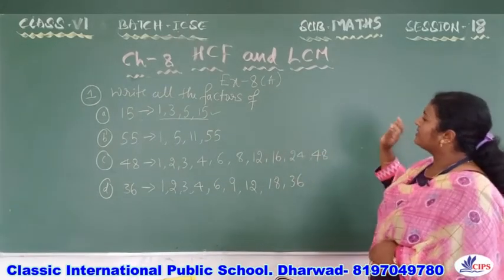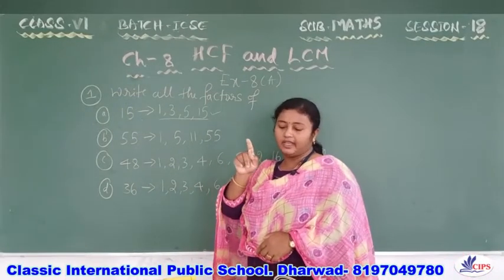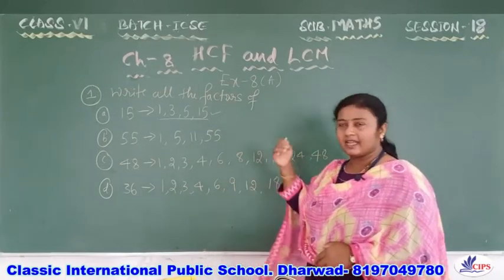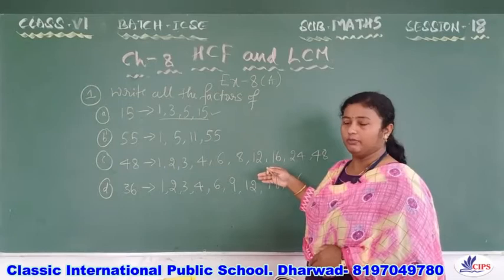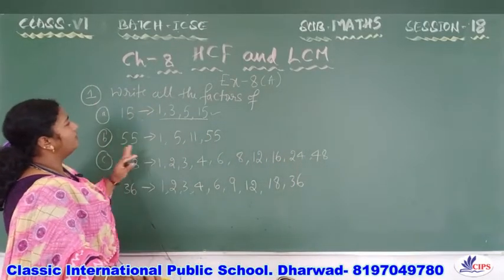And the last number is 84. I am leaving that for you to do. In every main question I am leaving one sub-question for you. At last I am going to write that as homework on the board, so you can do that in your homework book. So this is all about the first main question.